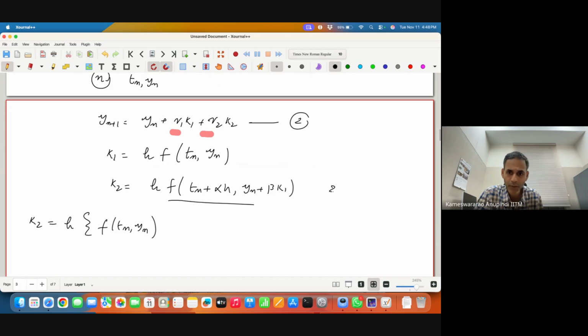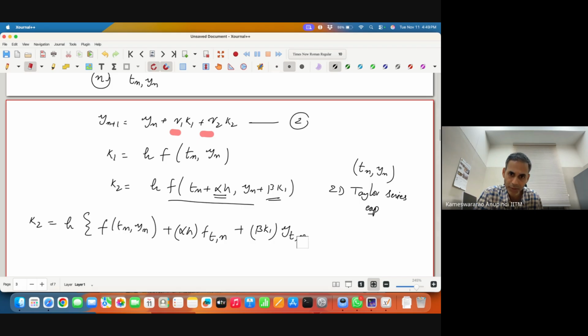So I'm using a 2D Taylor series expansion. When I say 2D, it is because we are expanding about t_n, y_n; there are two variables. That means plus, now I have alpha h, that is the step, times f sub t at n, plus I have beta K1 times partial f with respect to y at n, right?